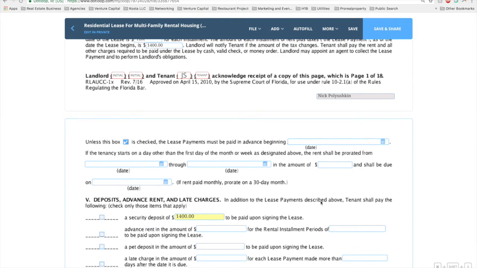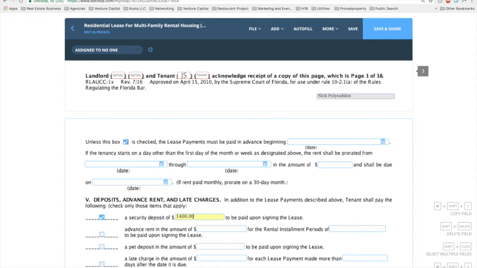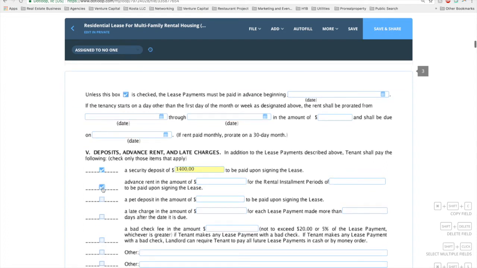In addition to the lease payments described above, tenant shall pay the following. Check only those items that apply. Security deposit, that's already been pre-filled. Advance rent in the amount of, so for the last month, advance rent amount of 1400. We will need to include the first one too. So we'll put 2800 for the months of May 2018 to April 2019.